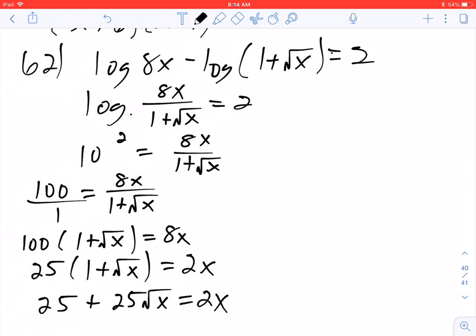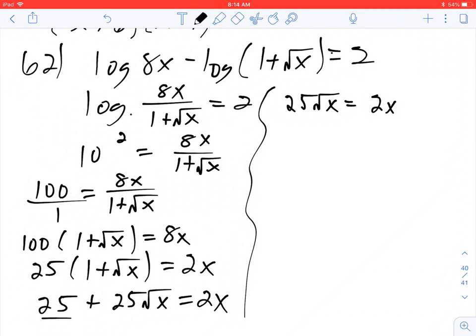And the biggest thing here is that the root x is an issue. We need to solve for it. And the only way you're going to get rid of that square root is by squaring it. So we're going to end up having to square both sides of this equation. But before we do, we want to get this 25 to the other side. So we're going to subtract 25. So we end up with 25 root x equals 2x minus 25.